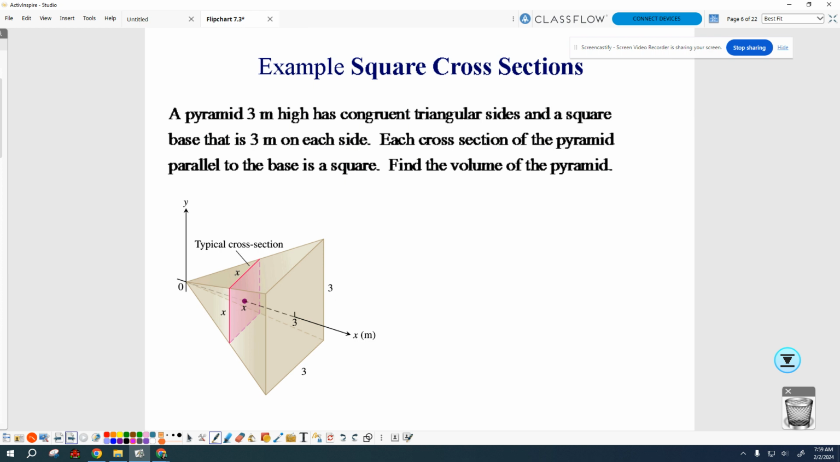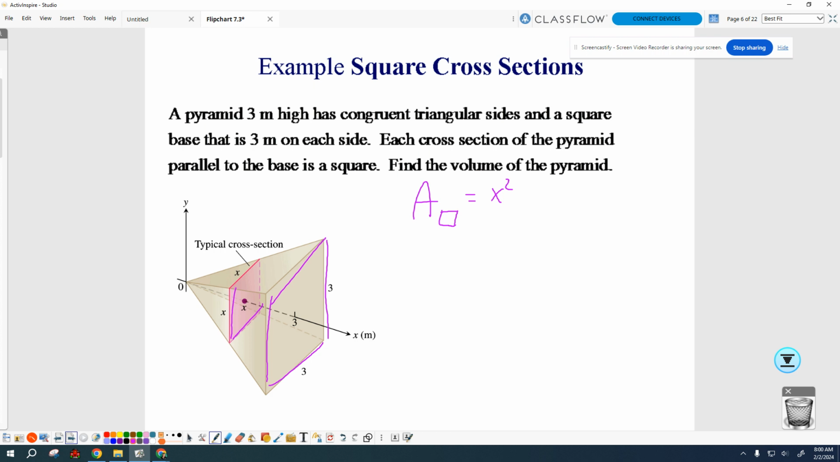All right. Some of you will say, even though geometry was online, I know how to find the volume of this. Yeah, okay. We're going to just try the question anyway. So we have a pyramid that is 3 meters high and has congruent triangular sides and a square base. That square base is 3 by 3 by 3 by 3. And every cross section parallel to the base is a square. Find the volume of the pyramid. So what's the area of the cross section shape? The cross section shape is a square, and the area is going to be x by x.